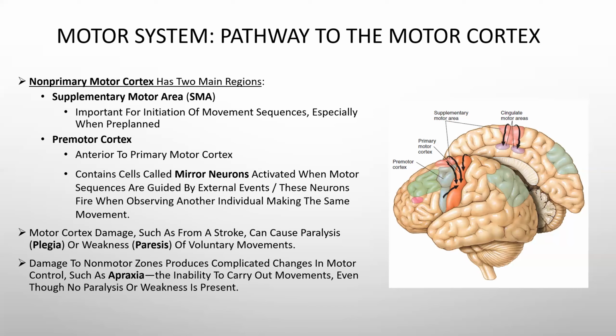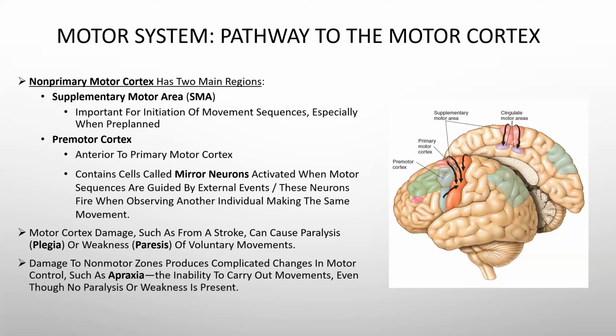These neurons fire when observing another individual making the same movement. And this is fascinating, guys. We can see this in PET scans and functional MRIs, where the individual is actually watching somebody else do an action, and their motor areas are lighting up, because they're thinking to themselves, how would I put together my motor plan to mimic this same behavior.